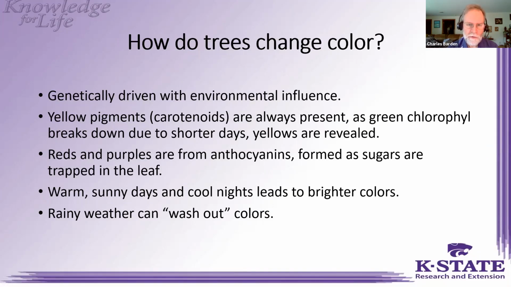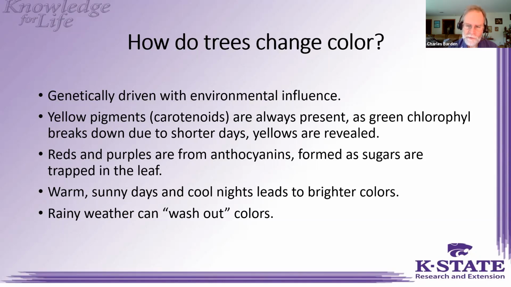Okay, a little bit of how do trees change color? Well, it's genetically driven, but with an environmental influence. For example, the yellow pigments, the carotenoids, are always present in the leaves, but as the green chlorophyll breaks down due to shorter days, then the yellows are revealed. The harder colors to get are the reds and purples. Those are from anthocyanins, and they're formed as sugars are trapped in the leaf in the fall.